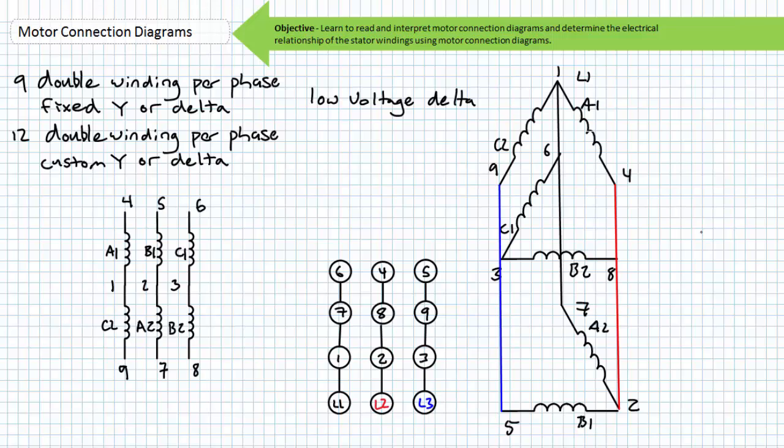When you squeeze the three partial deltas together, winding A1 is placed in parallel to A2, B1 is placed in parallel to B2, and C1 is placed in parallel to C2.